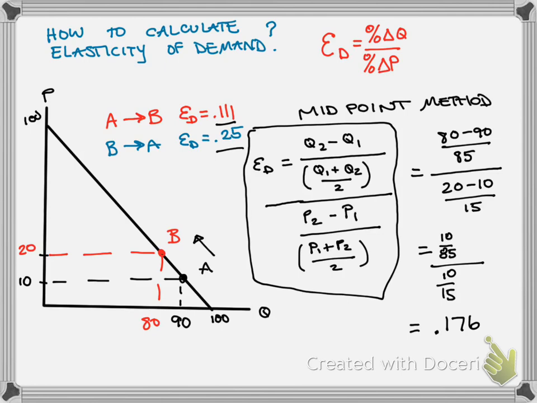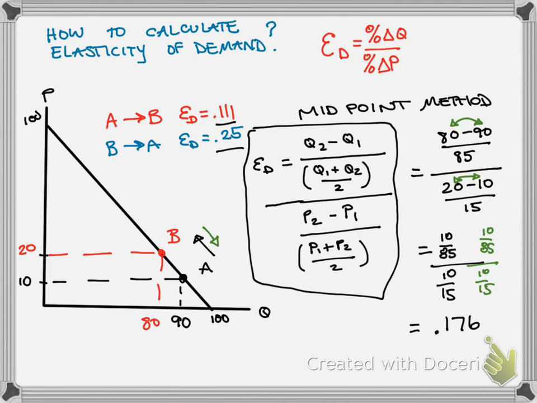Now the nice thing about this, so we just calculated it going from A to B. If you were to recalculate this going from B to A, all that would change is these two numbers would flip. It would now be 90 minus 80. 85 would stay the same. It would be 10 minus 20. The 15 would stay the same. And we would get the same answer here, 10 over 85 divided by 10 over 15, and we get the same elasticity of demand. So that's one reason why the book argues for the midpoint method is going from A to B will get you the same answer as going from B to A using the midpoint method.